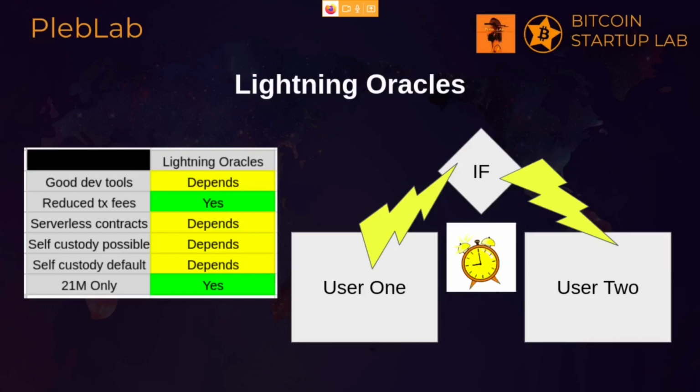Then it does respect the 21 million coin limit, because these are just Lightning payments, and Lightning payments are just Bitcoin payments. There's no way to inflate the supply using this stuff. So that's really cool. I have a little alarm clock over here, and the little alarm clock is something that I also don't have a category for.